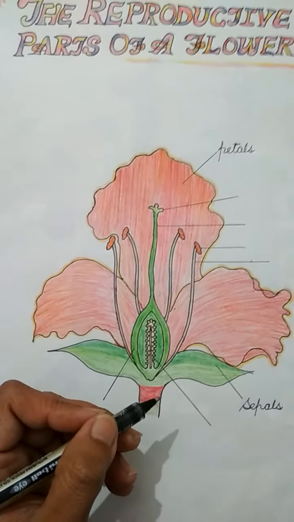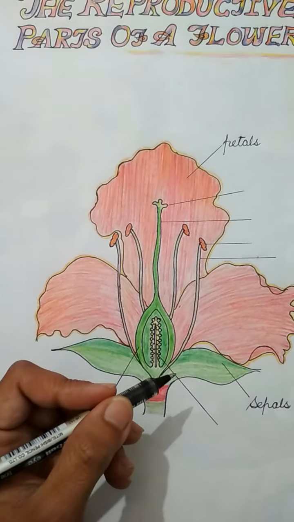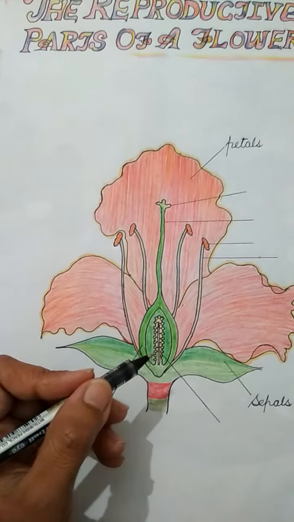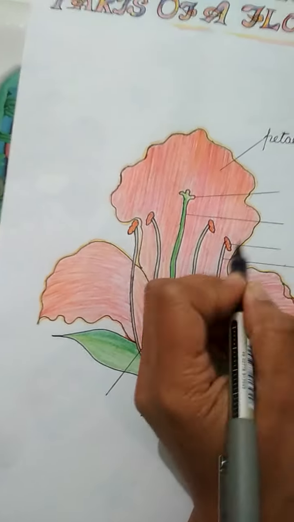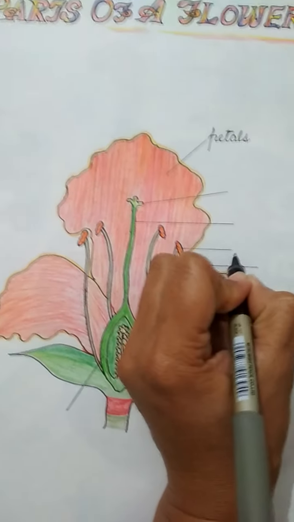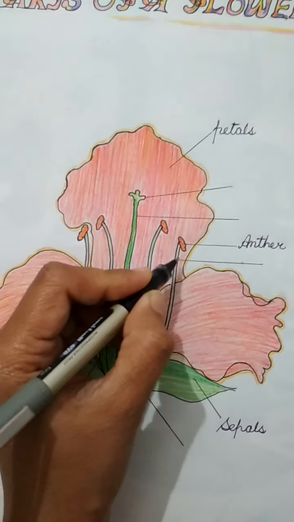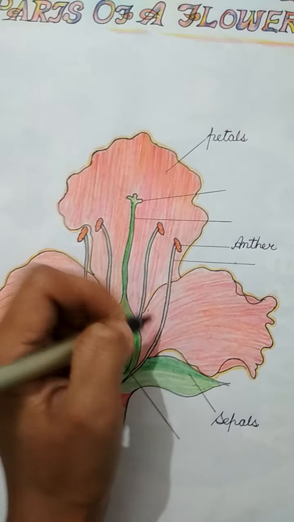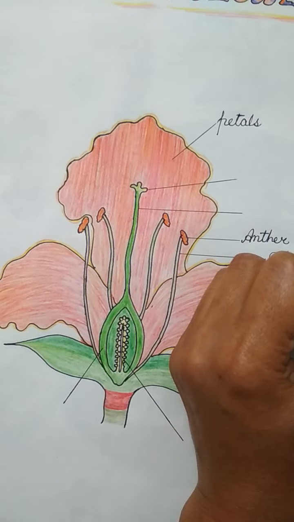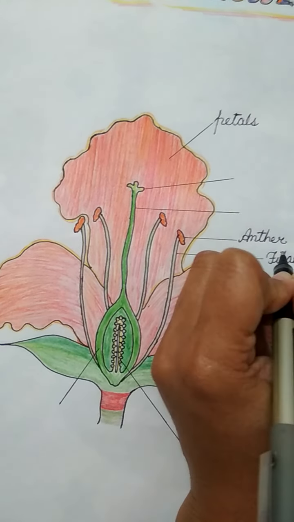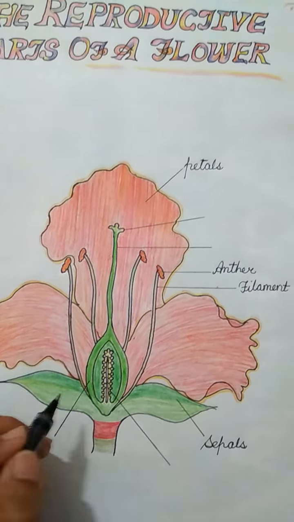Now, male and female parts. First of all, the stamen, the male part, also known as androecium. It consists of filament and anther. Like this is the anther of the flower, and this tapering structure is known as the filament. Both anther and filament make the male part of a flower.